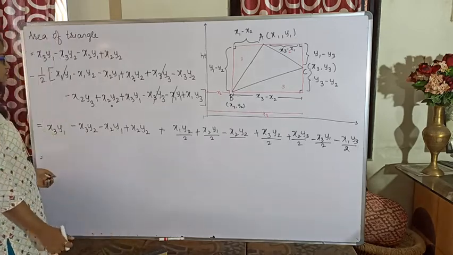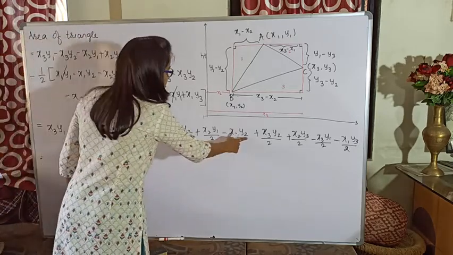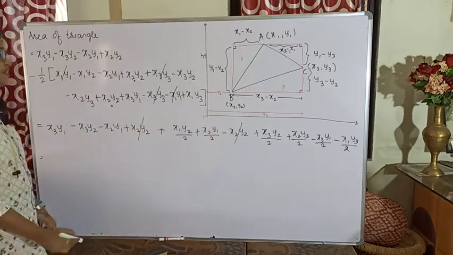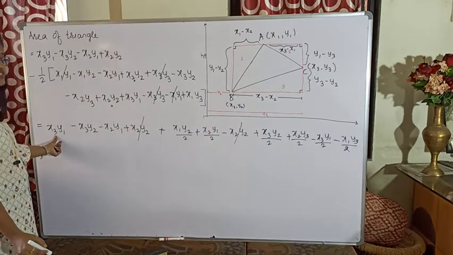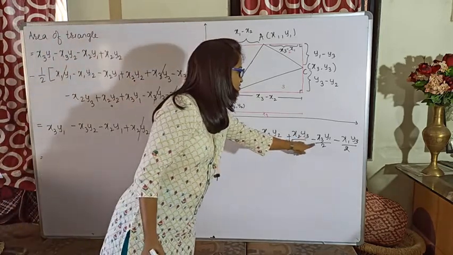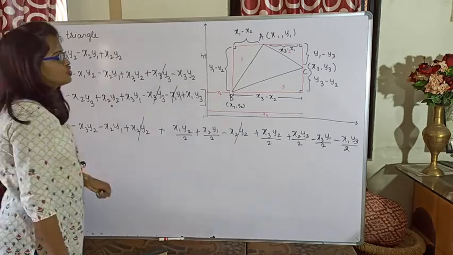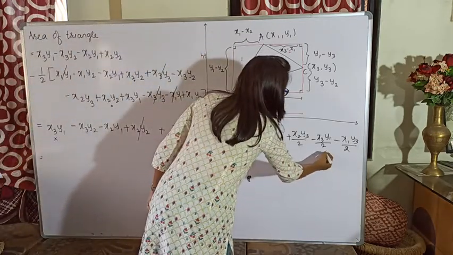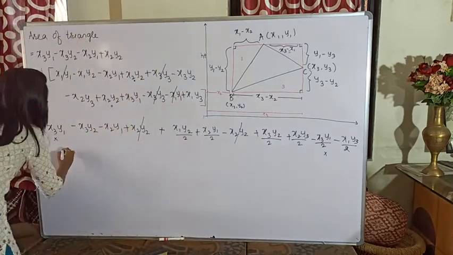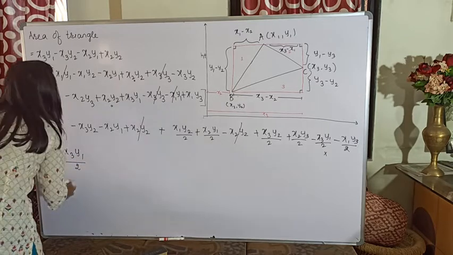Now let us see, can we further simplify? Here I can see this x2 y2 is plus, whereas this x2 y2 is minus. So I can cancel them out, right? Are there any like terms? See here, the first term is x3 y1. Is there any term with x3 y1? Yes. The first term was positive and this term is negative. So 1 minus 1 by 2, it will be plus 1 by 2. So I have got my first term, that is x3 y1 by 2.